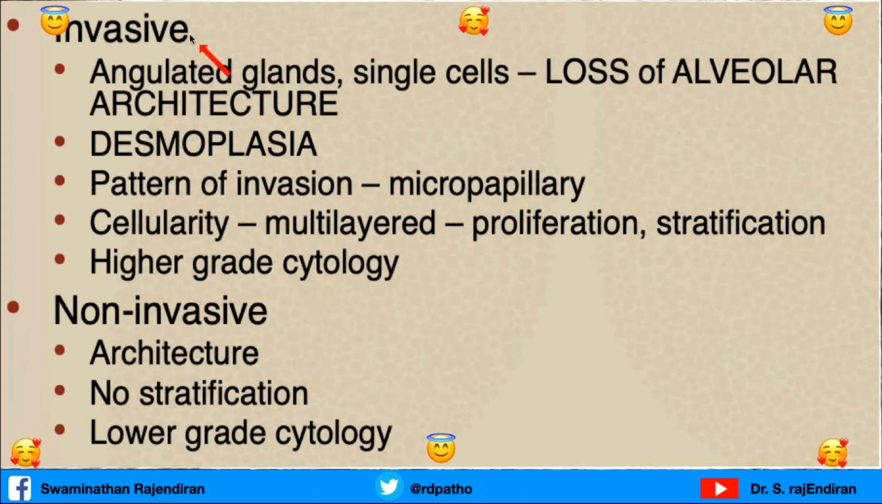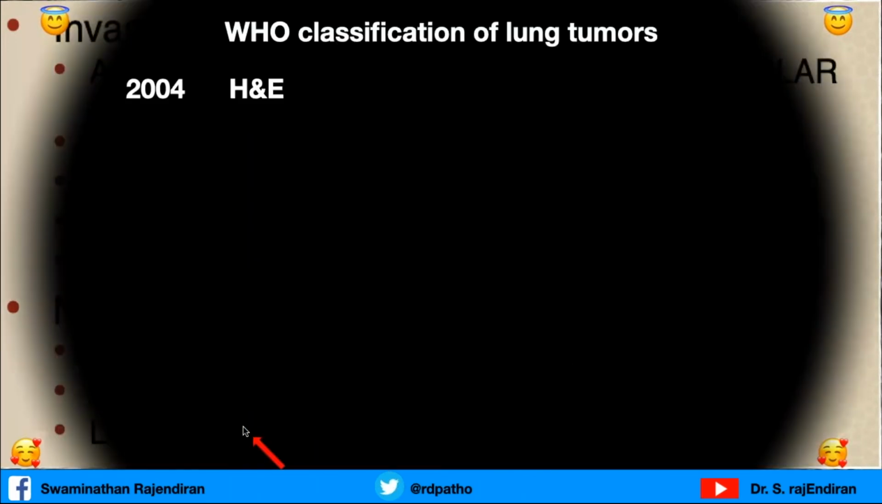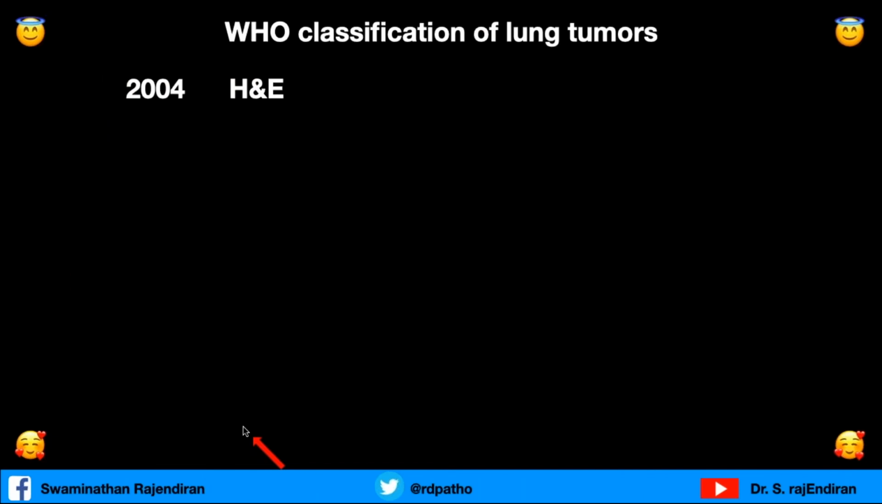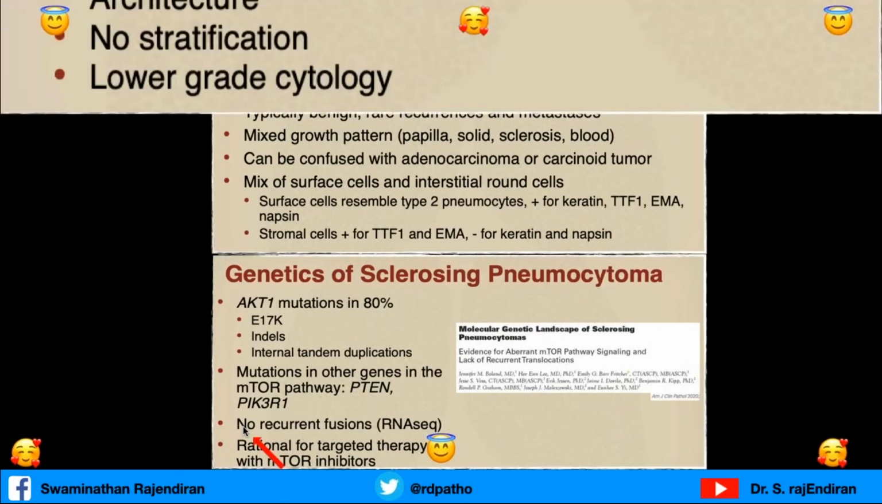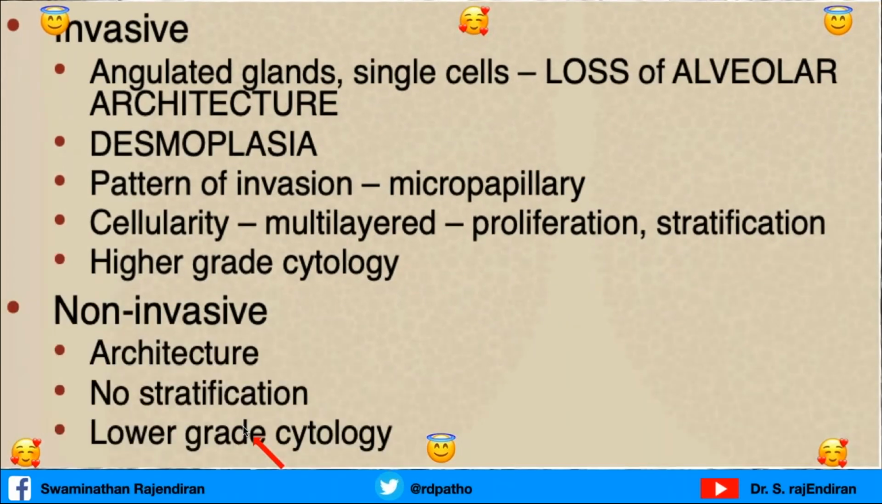So whenever you see glands, you have to divide them whether they are invasive glands or non-invasive glands. The invasive glands are angulated with loss of alveolar architecture. They will show desmoplasia. They may show multilayering or micropapillae and high-grade cytology. Whereas non-invasive glands are usually round with uniform size, shape, and distribution, no stratification, and they show low-grade cytology. I'll just go to the previous slide, just to go over that.